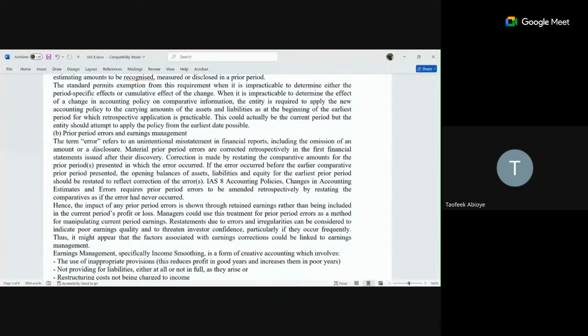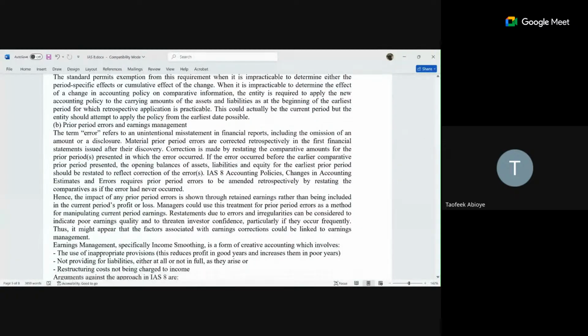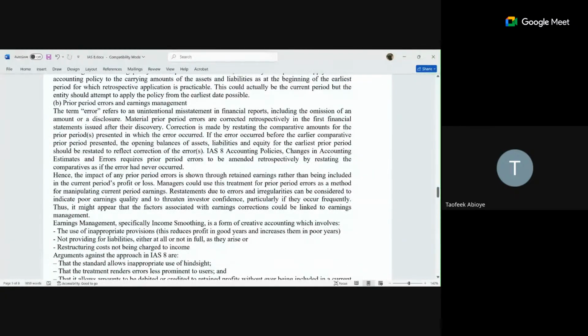IAS 8 requires prior period error to be amended retrospectively by restating the comparatives as if the error had never occurred. So, income smoothing in the form of creative accounting, which involves use of inappropriate provisions. So, they are trying to explain what they mean by income smoothing.